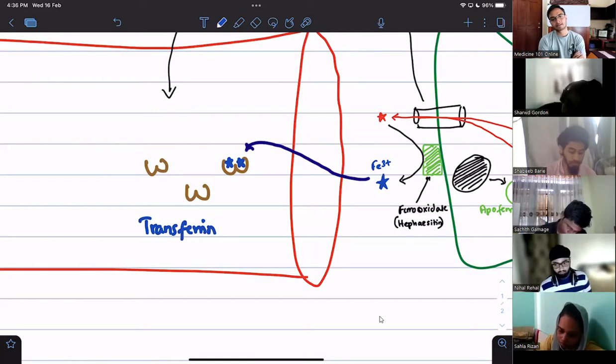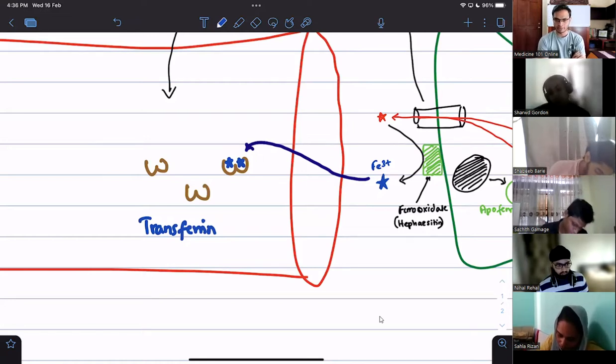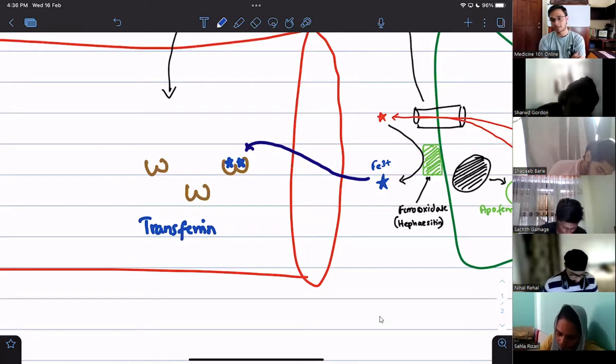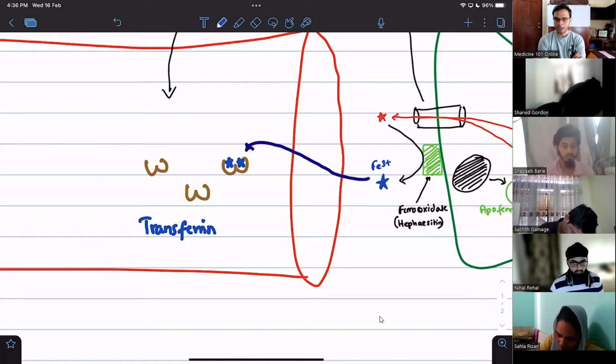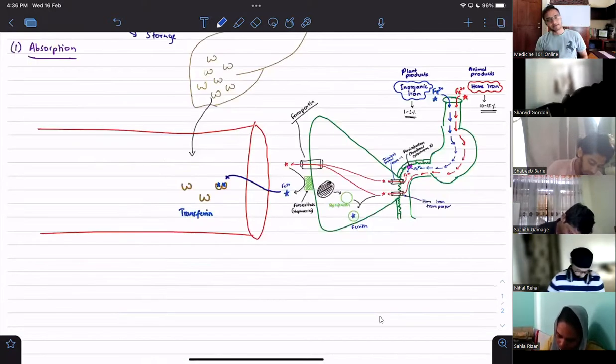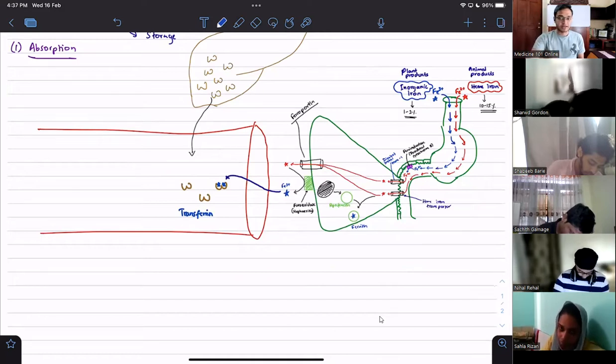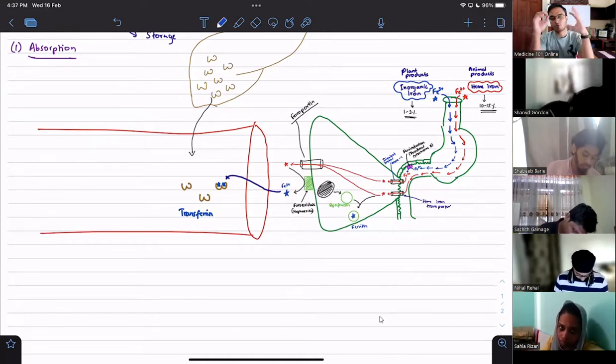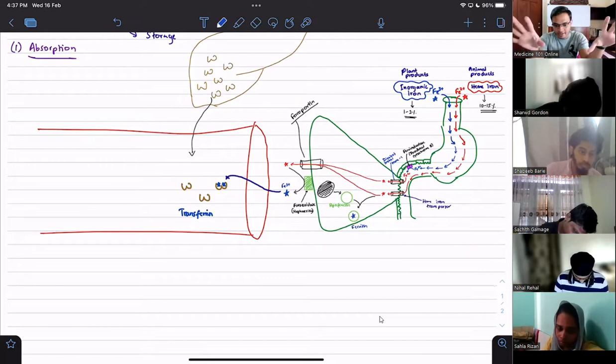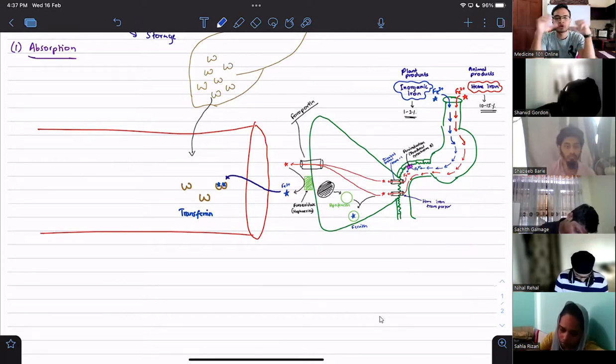Once the Fe3 plus, the ferric ion, is bound to transferrin, it can be transported all over the body safely, no problem. They will not go and harm any other structure, membrane-bound structure, DNA or whatever. Now, here's the important thing I want you all to know. Transferrin, write this down: it is usually produced in abundance, more than what is required by the body.